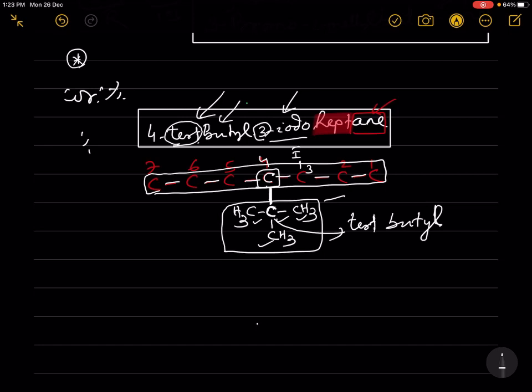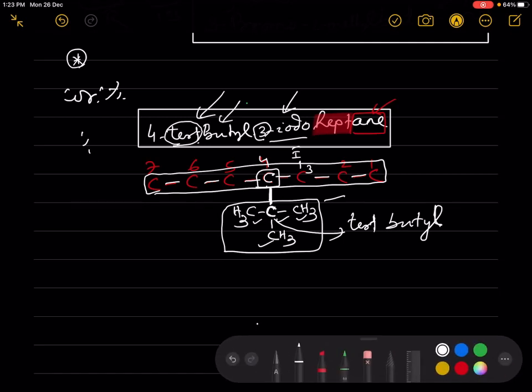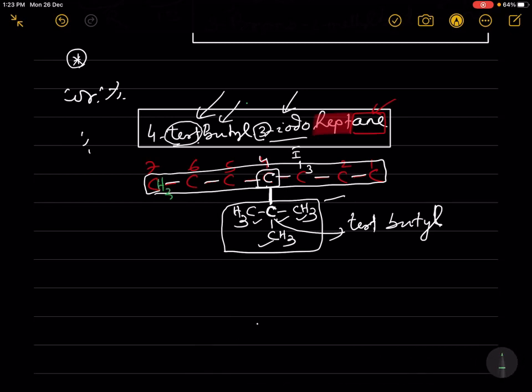So the structure of 4-tert-butyl-3-iodoheptane is clear to you. Now you have to write the suitable number of hydrogen atoms for each carbon atom.